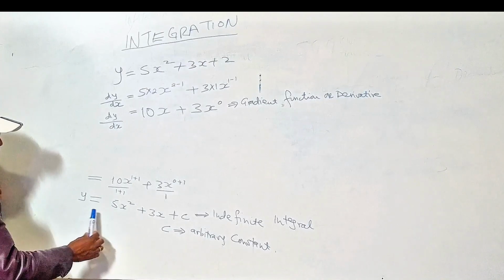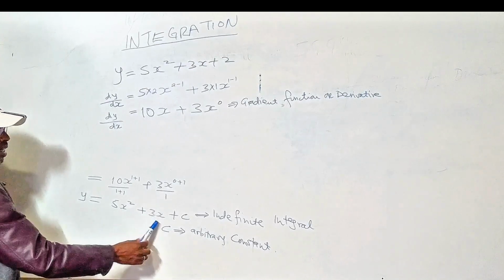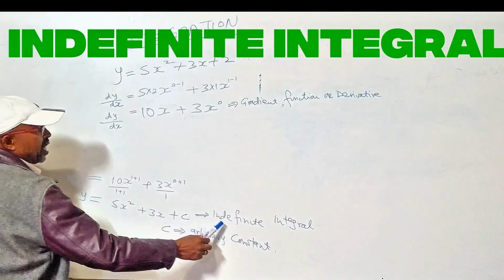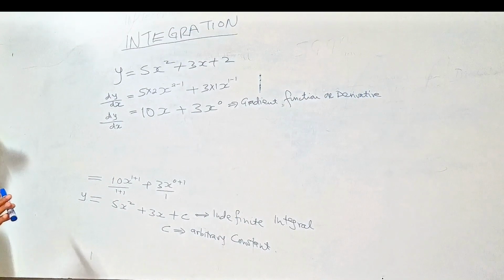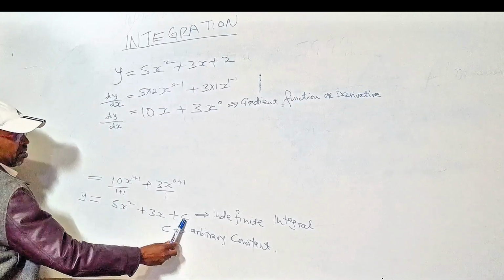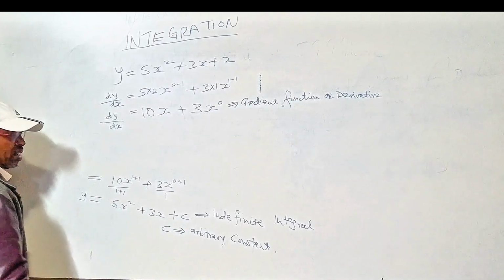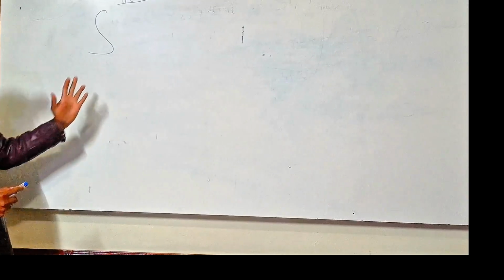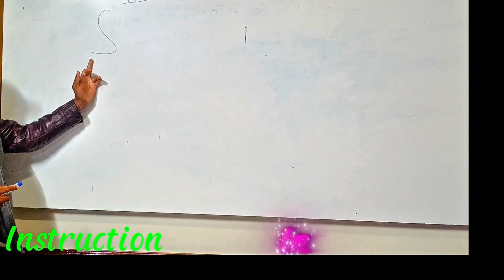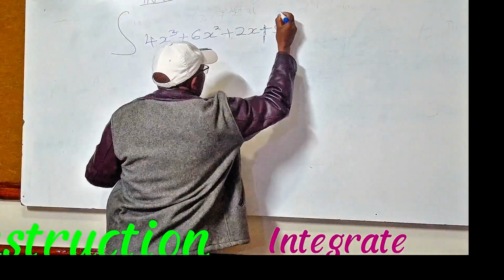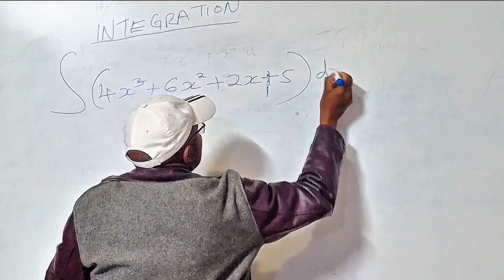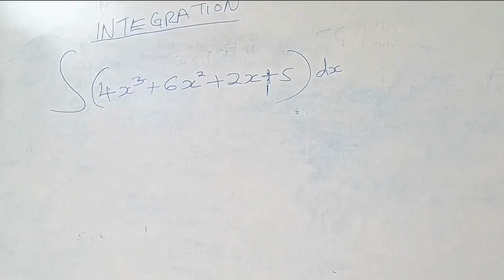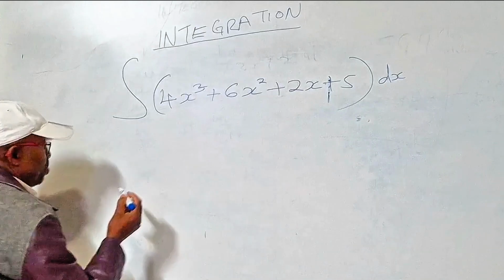The expression y equals 5x squared plus 3x plus c is called an indefinite integral, because it does not have limits. We need the limit to solve for c, which is our arbitrary constant. The moment you see this sign, it simply gives you instruction to integrate. All these we are integrating with respect to x. So it's a function of x. Now we proceed.